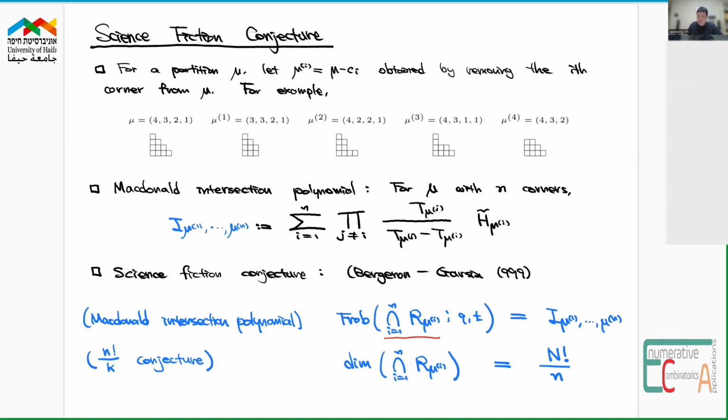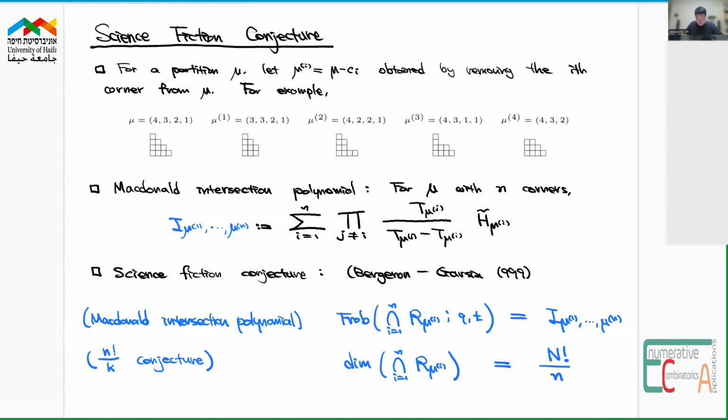And they have also conjectured an n factorial theorem counterpart: the dimension of this intersection is always given by n factorial as usual, but divided by the number of corners. So it is also called the n factorial over k conjecture. We use a different notation for n, but forgive me for that. These two are consequences of the science fiction conjecture.